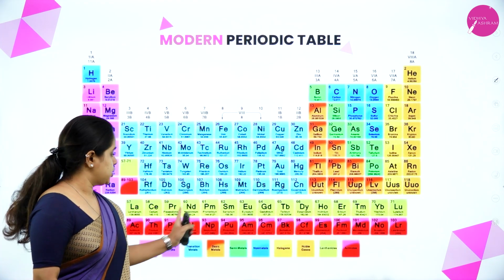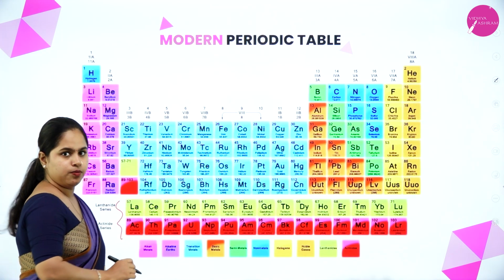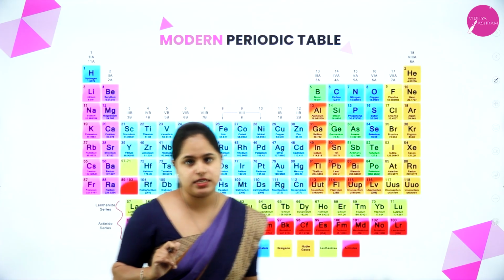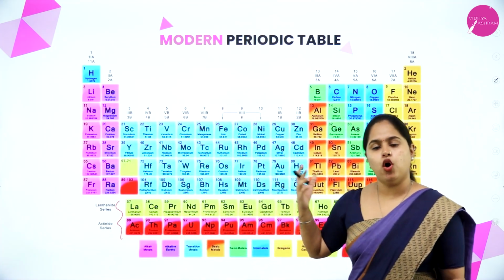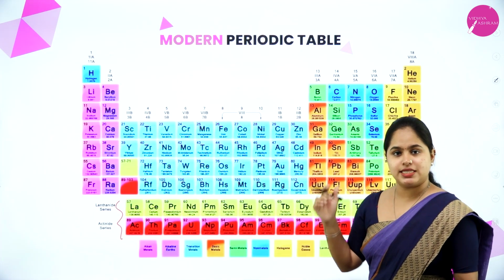And what about these two rows which are represented here? They also belong here, and I will explain about that also now. So this is the modern periodic table, and as you can see, there are 18 groups and 7 periods.